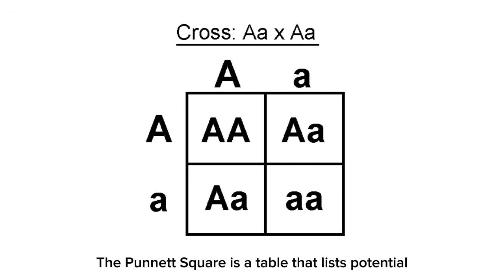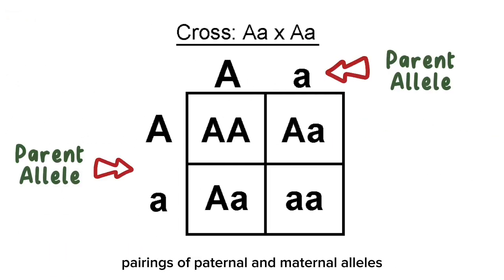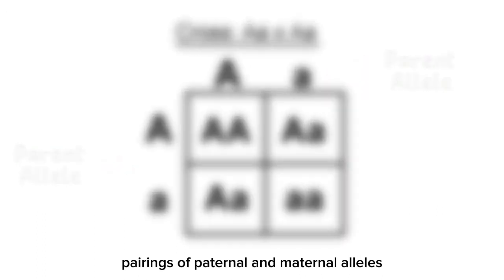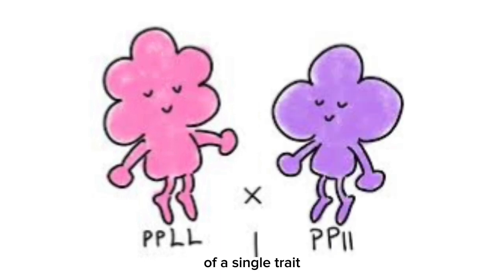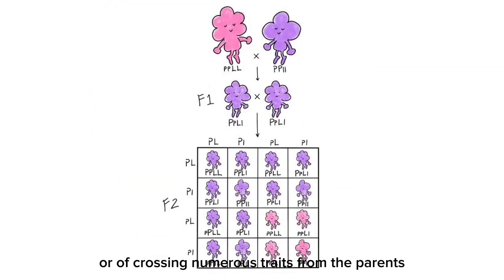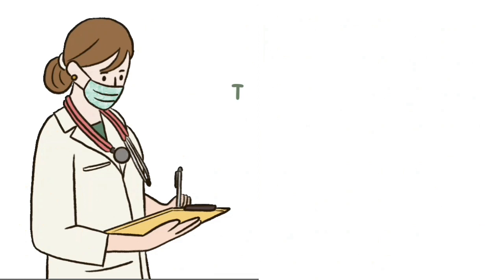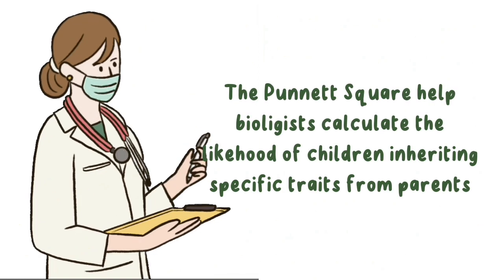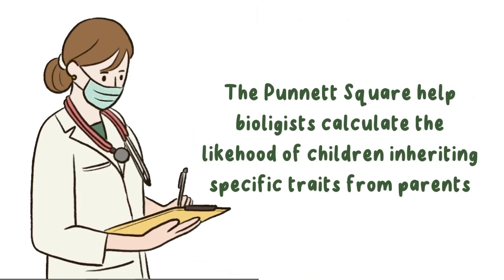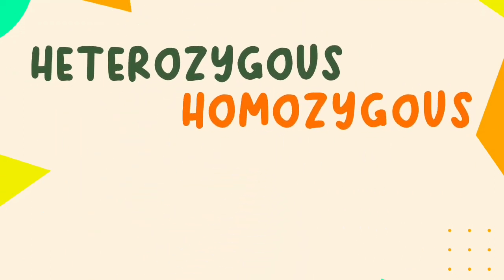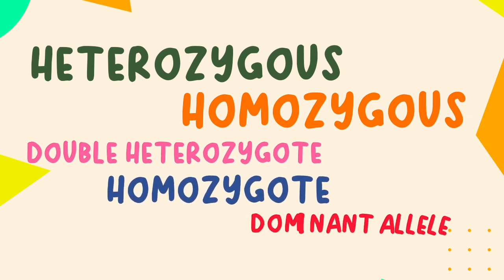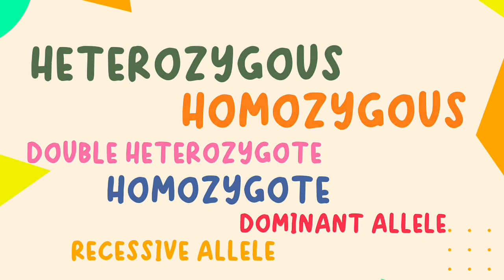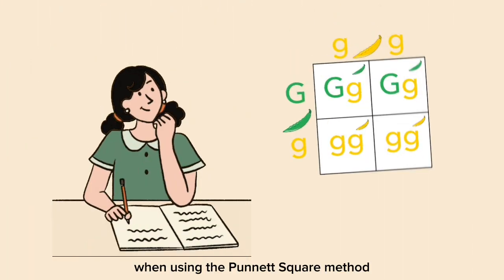The Punnett Square is a table that lists potential pairings of paternal and maternal alleles. These tables can be used to look at the genotypic odds of a single trait or of crossing numerous traits from the parents. Biologists use the figure to calculate the likelihood that a child will have a specific genotype. The phrases heterozygous, homozygous, double heterozygote or homozygote, dominant allele, and recessive allele are crucial to comprehend when using the Punnett Square method.